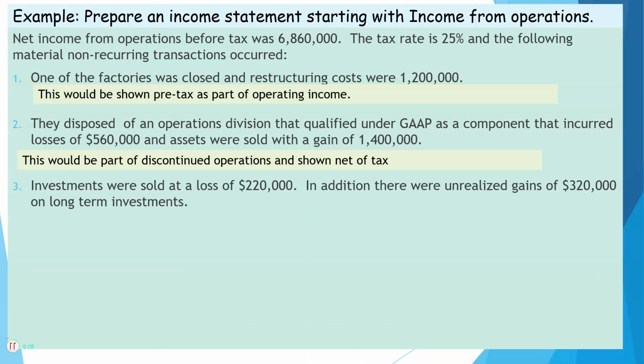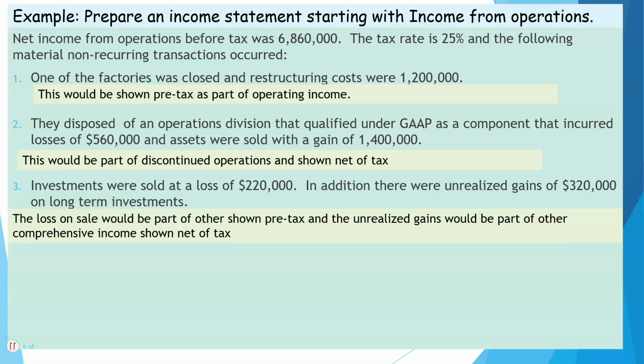Then we had investments that were sold at a loss of $220,000. In addition, there were unrealized gains of $320,000 on long-term investments. So the loss on the sale would be part of other, shown pre-tax, and the unrealized gain would be part of other comprehensive income.